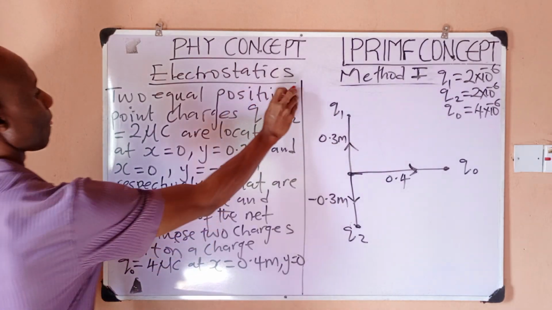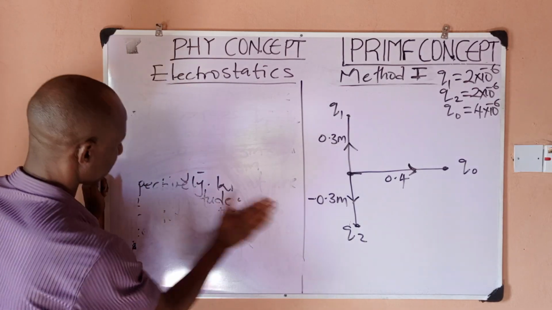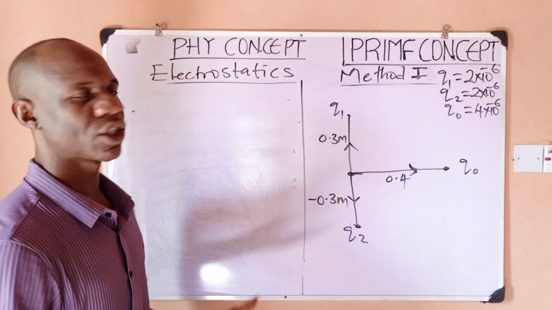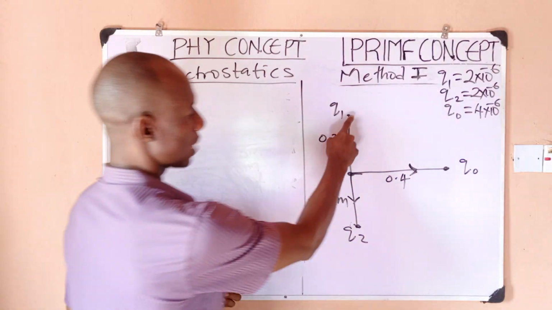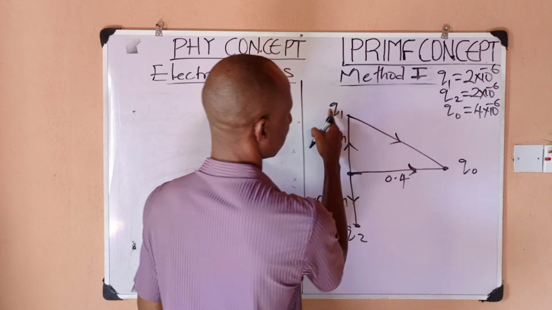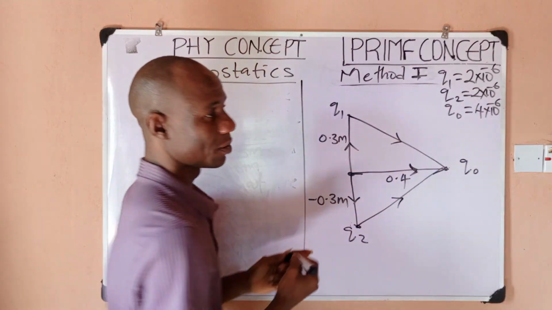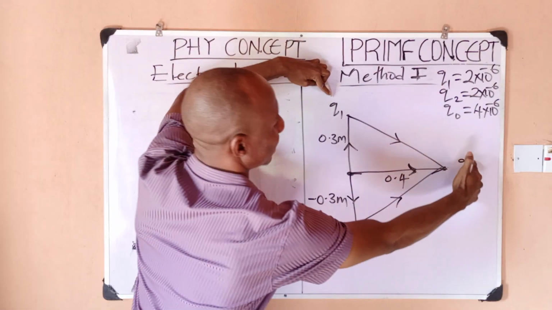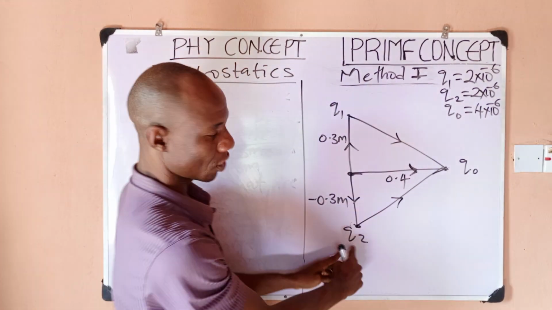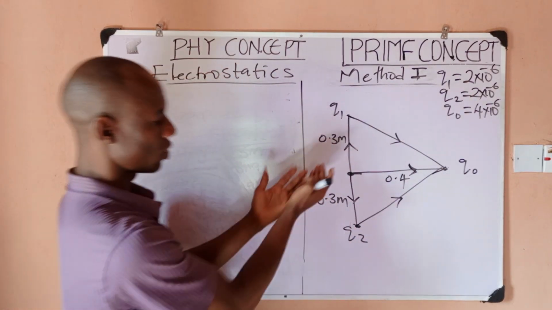Now, for us to find the net force and direction, we have to join these charges. So we join this to this, and this to this, because we are moving from the source to the test charge. Remember, this is your source and this is your test. Both of them are positive, so the force is repulsive, away from your source. So this is what you have.